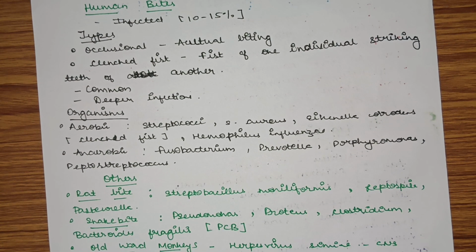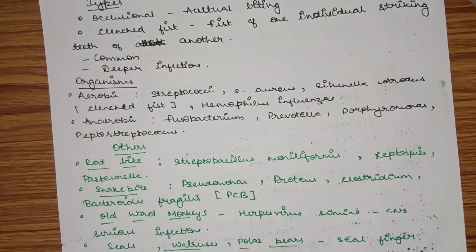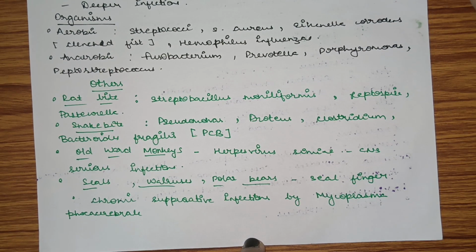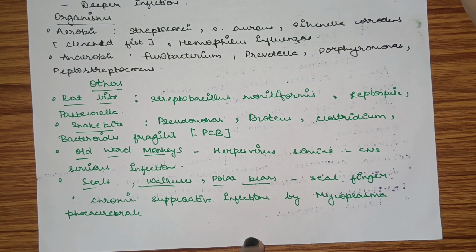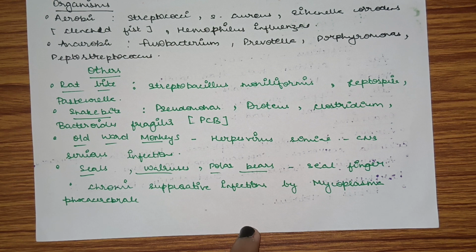The other bites include rat bites, snake bites, old world monkey bites, and seal, walrus and polar bear bites. Rat bites involve Streptobacillus moniliformis, Leptospira, and Pasteurella. We have discussed rat bite fever in detail in another video. Snake bites involve Pseudomonas, Proteus, Clostridium, and Bacteroides fragilis. We can remember this by PCB: this PCB will cause snake bites. Herpes virus simiae causes old world monkey bite infections and can lead to serious infections of the CNS. Seal, walrus and polar bear bites can lead to seal finger, a chronic suppurative infection caused by Mycoplasma phocacerebrale.